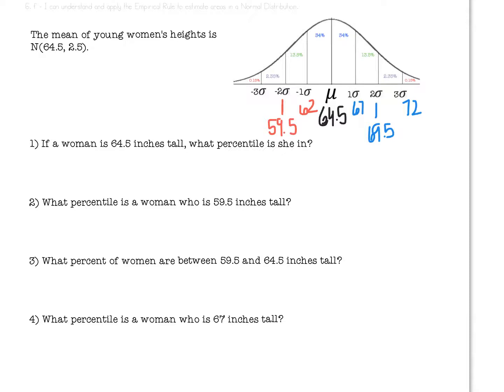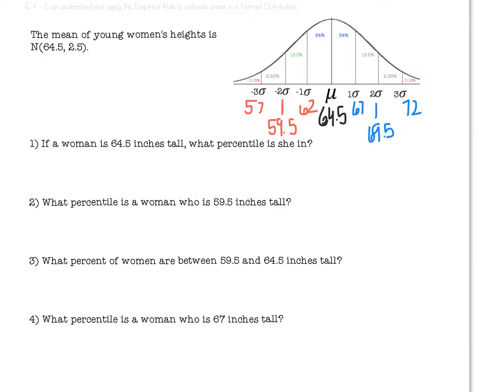And then 59.5 minus 2.5 gives me 57. So I know that 99.7% of my data is going to fall between 57 and 72 inches. So 99.7% of women should fall between those two heights.